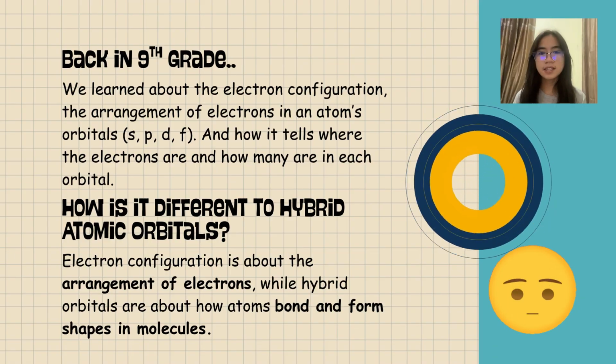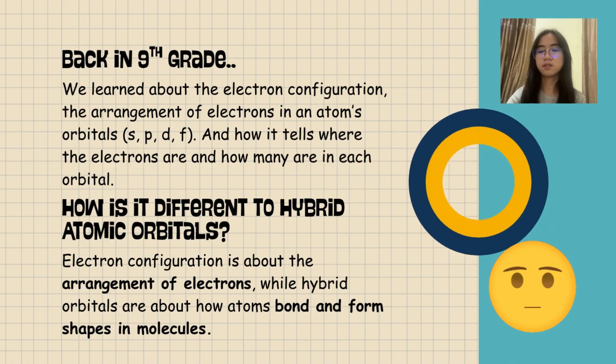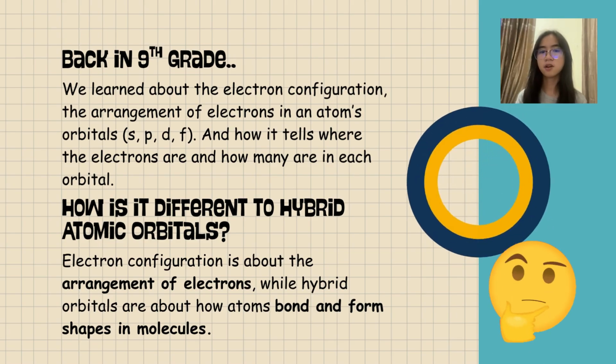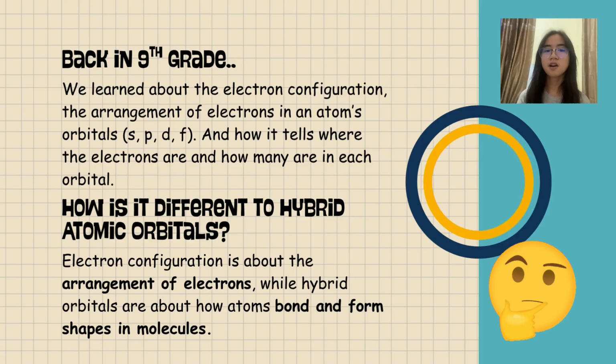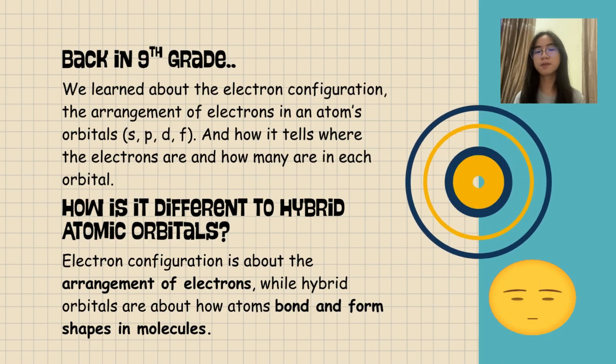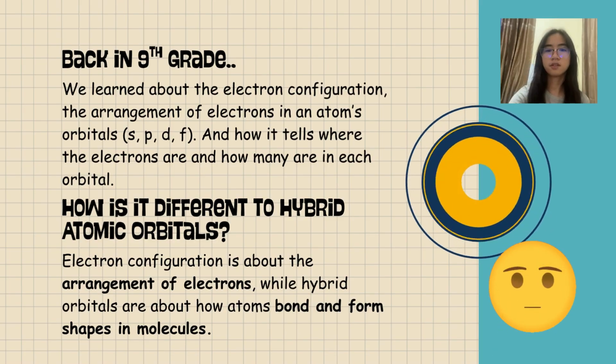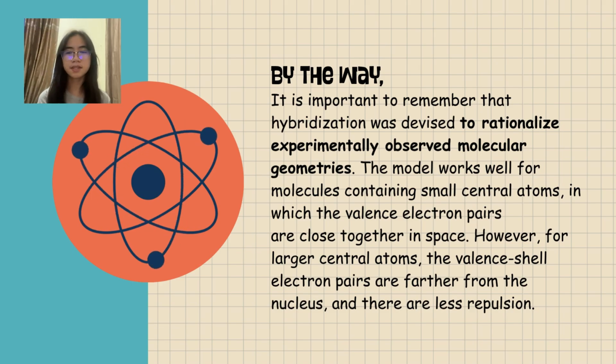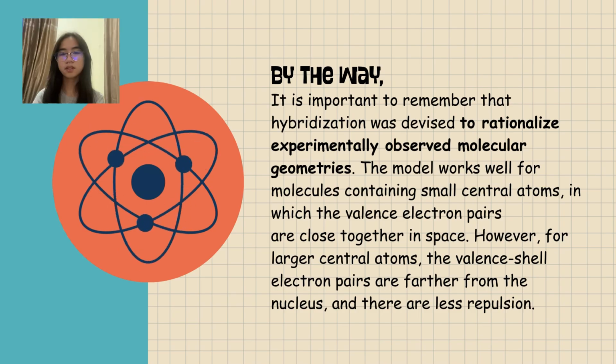But how is it different from hybrid atomic orbitals? Well, electron configuration is about the arrangement of electrons, while hybrid orbitals are about how atoms bond and form shapes in molecules. By the way, it is important to remember that hybridization was devised to rationalize experimentally observed molecular geometries, meaning that scientists created the idea of hybridization to explain the shapes of molecules that they observed in their experiments.